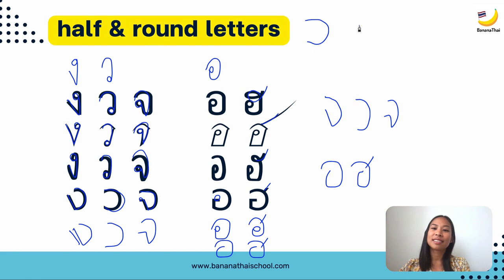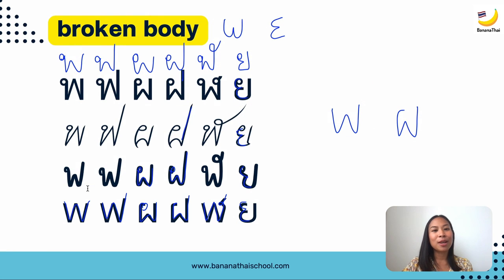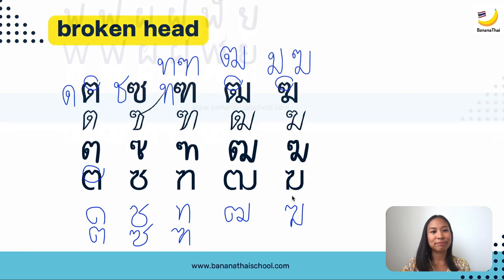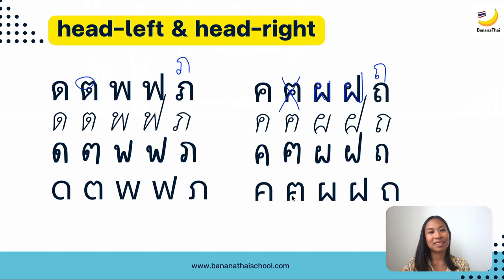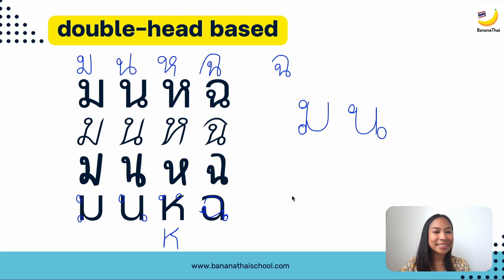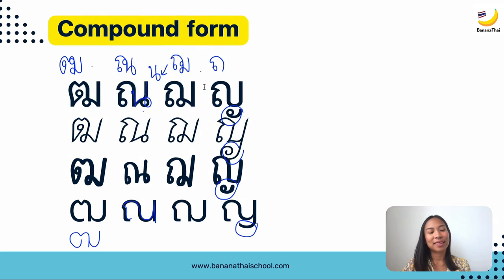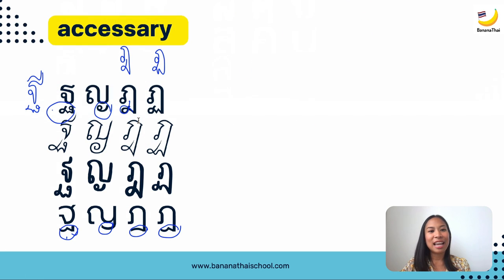Then you have half round letter, like this. Then you also have broken body, like this and like this. This one is easy. The only one is yoyak, no? With the broken body on the side. The broken head. If there is a head, left or right, take a look at it. Double head base, mo ma like this, mo ma, no nu, ho hip, and cho chi. The dash and the accessory.